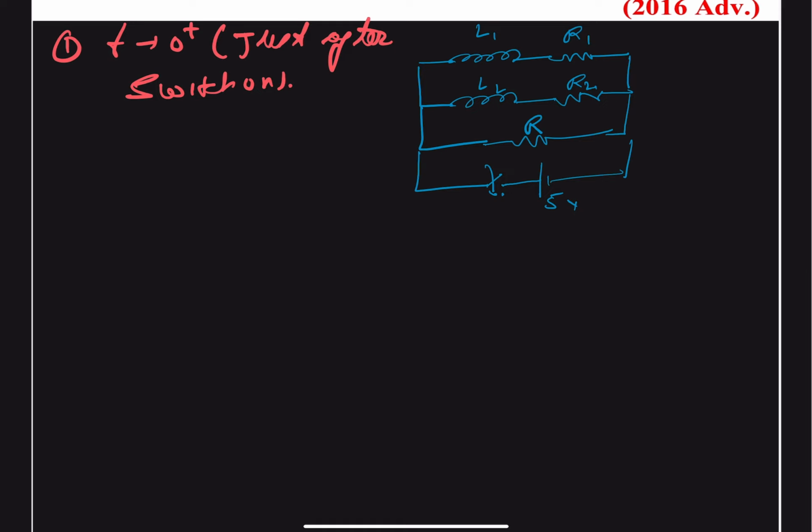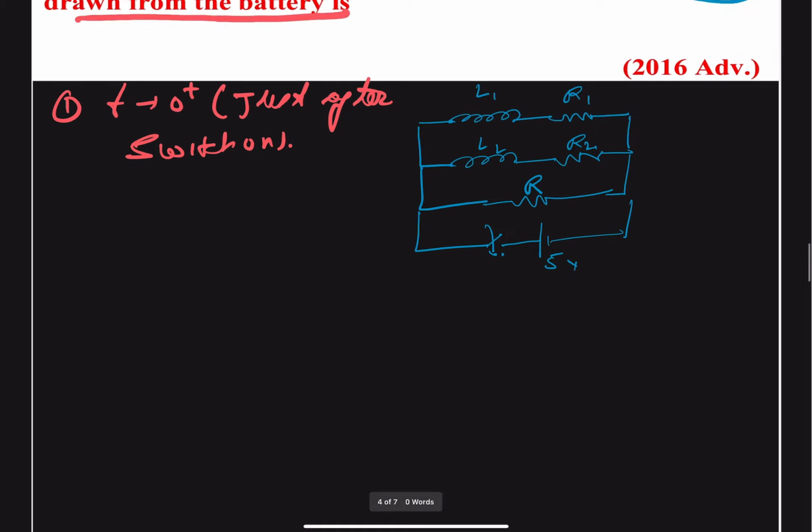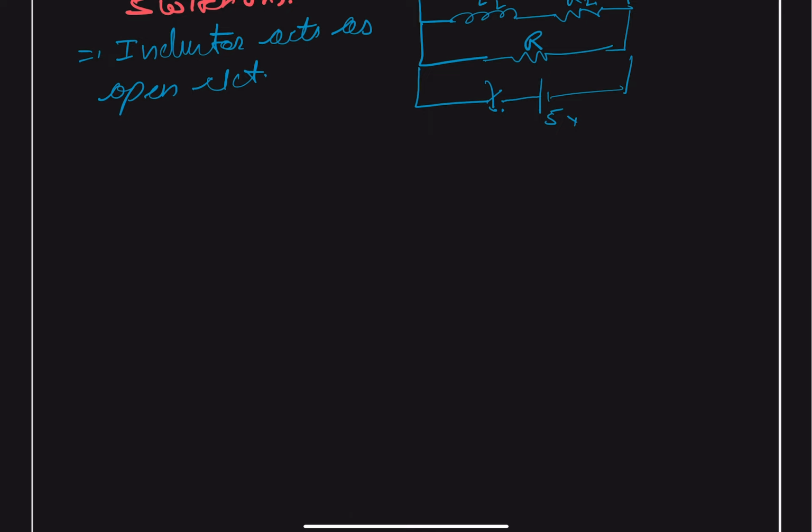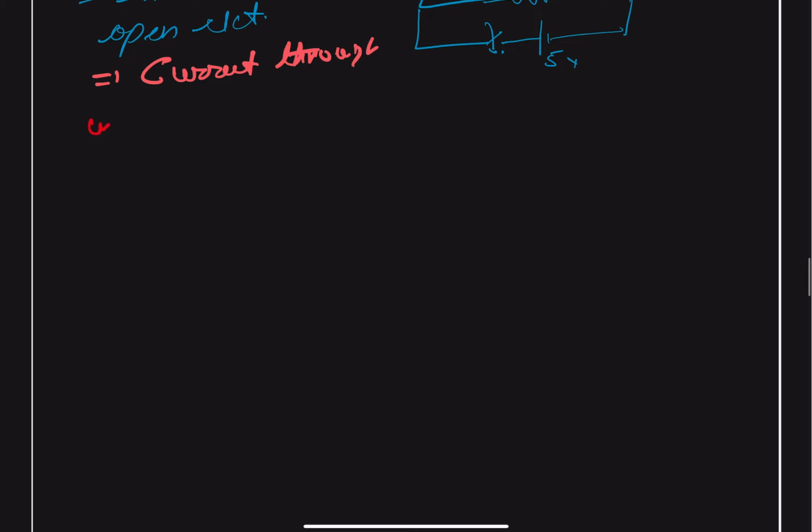And under this condition, the inductor acts as an open circuit. Therefore, that means the current through the inductors will be 0.